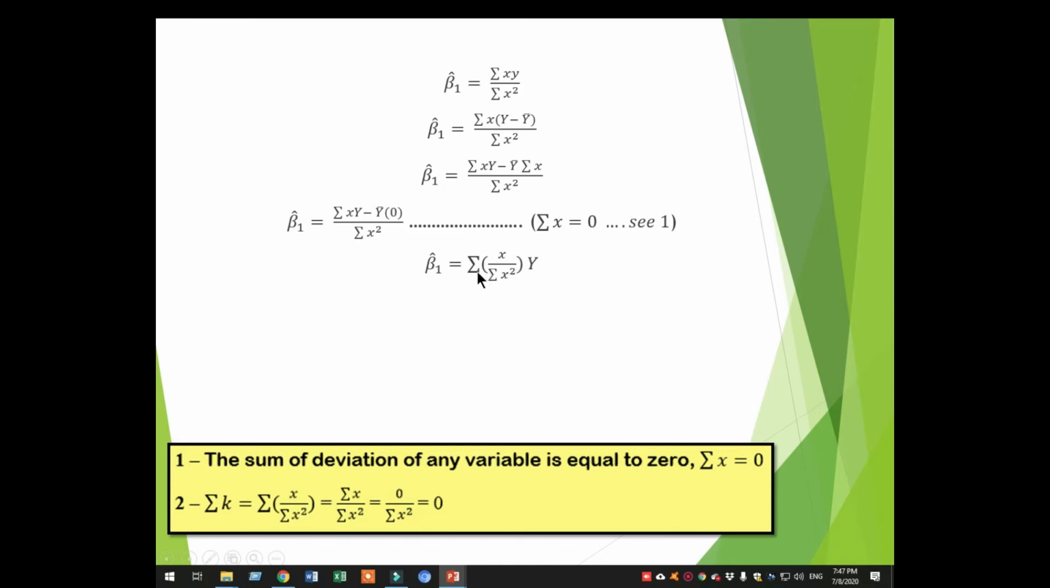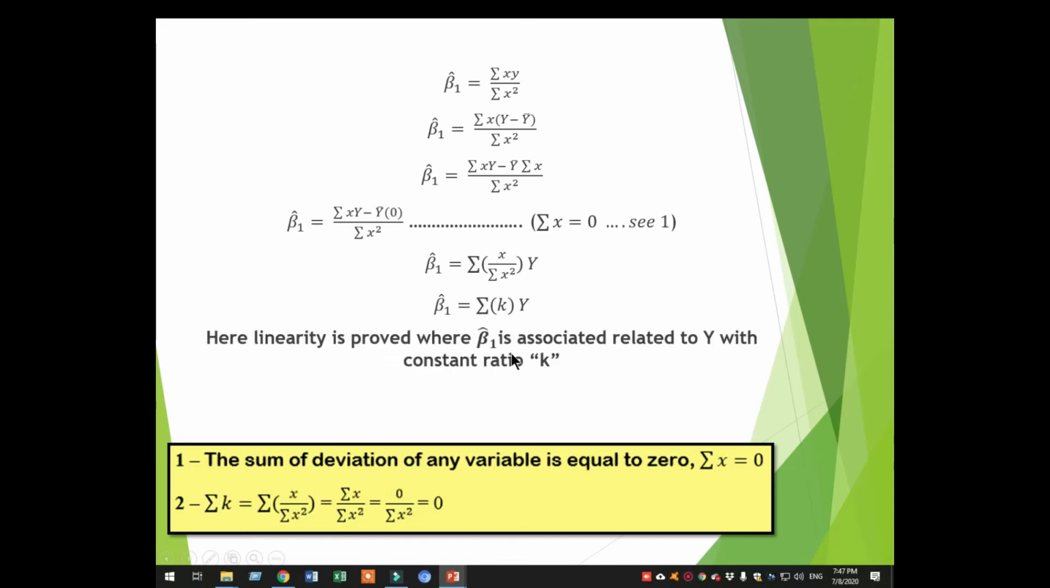I've just taken common that summation y from this equation, this expression. Now I'm just replacing this x over summation x square as k. I'm just putting a name to it, that is k, and the linearity has been proven here.